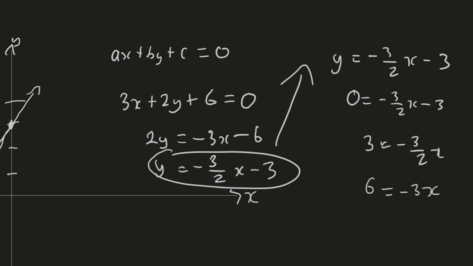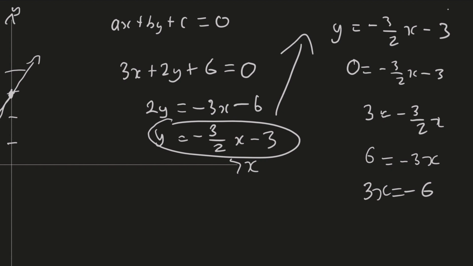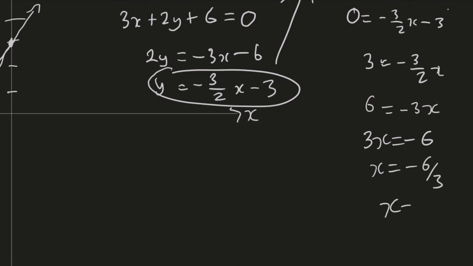Okay, so I just like doing this, make x positive and the other value negative, so we have a positive x value. So 3x is equal to minus 6. Now, we're going to divide both sides by 3 to get rid of this coefficient here. So x is equal to minus 6 on 3, so x is equal to minus 2.